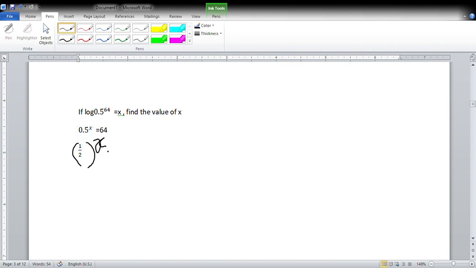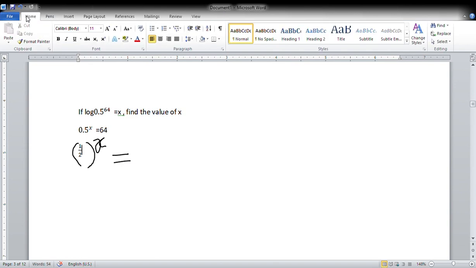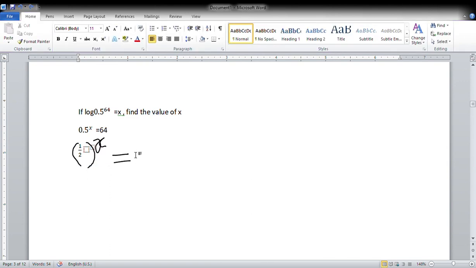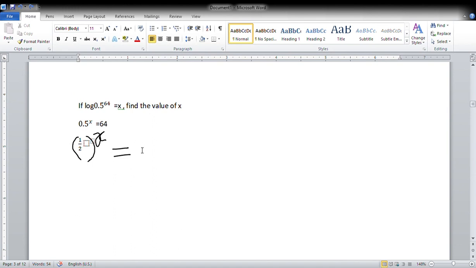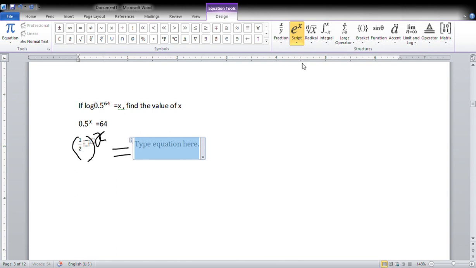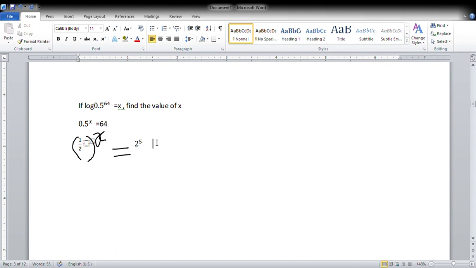Simply we can write 2 to the power 4, and 64 is equal to 2 to the power 5, right? 2 to the power 5 is equal to 64. I don't know what is happening here. We can write 2 to the power 5 as 64. If we multiply 2 five times, that will be 64, right?